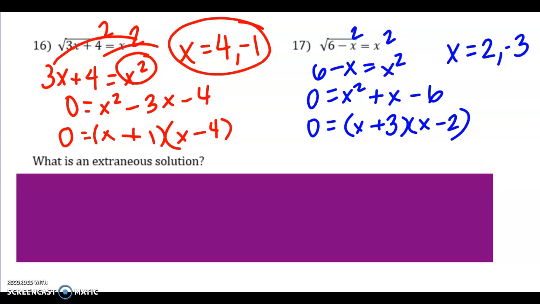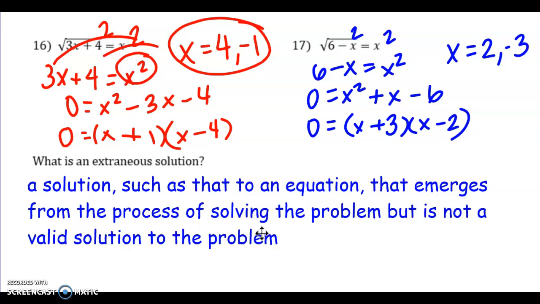Now let's talk about an extraneous solution, which is a solution to an equation that emerges from the process of solving the problem, but is not a valid solution. So an extraneous solution is one where you plug it in and it actually doesn't work. Okay, so we've gone back and we've plugged all those back in, and they do technically work, even though they're negative. What we're going to talk about tomorrow is what happens when they don't work.